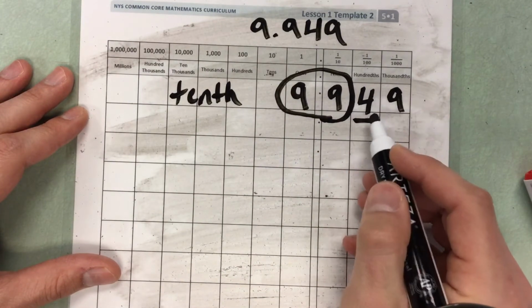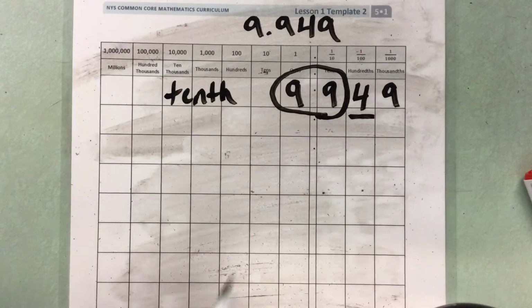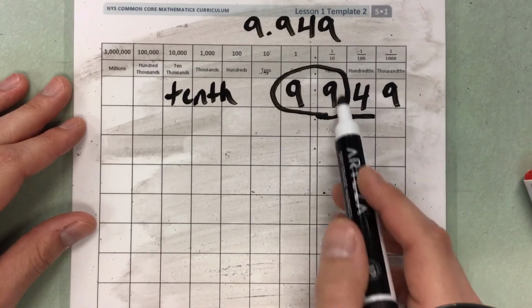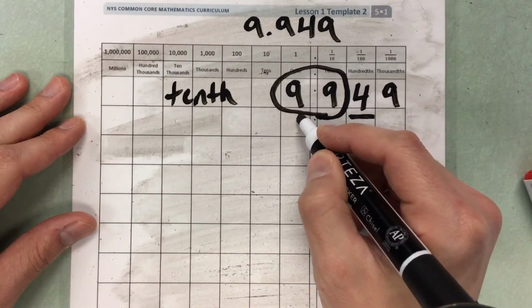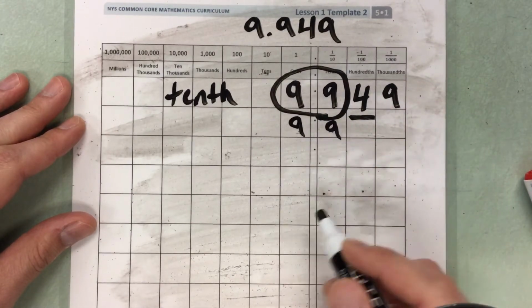I'm going to look at that 4, and I know that 5 or more, I'm going to raise the score, 4 or less, I'm going to let it rest. So this is a 4. So I'm going to let this number rest in the circle, which means I'm going to keep it the same. So I'm going to have my 9 ones and my 9 tenths.